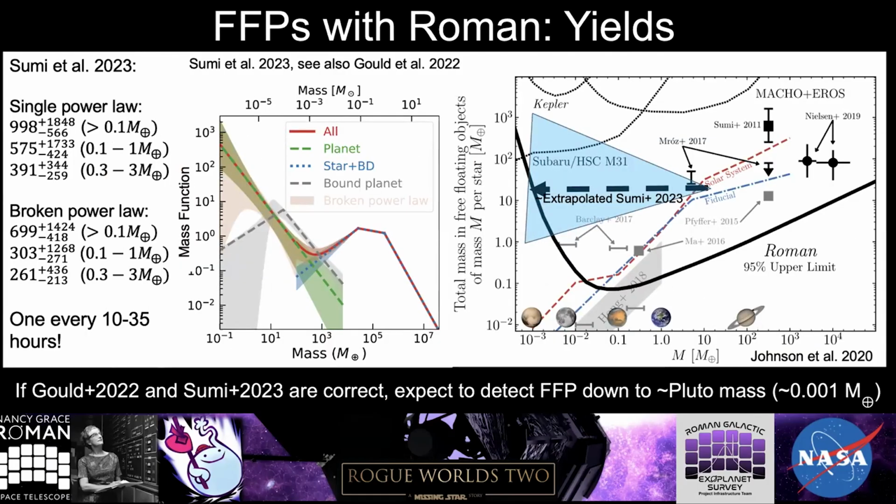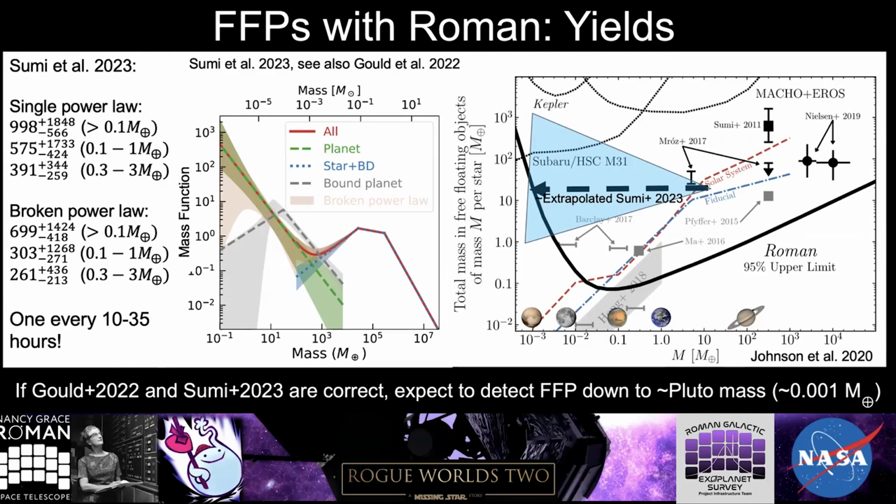Taka did this more correctly in his paper. These are the numbers he gets. So about 1,000 planets down to the mass of Mars. I don't think this is a very big extrapolation from where there are actually detections. There's lots of uncertainties, of course, which are reflected in these error bars. But anyway, the bottom line is that there's a lot of planets. We should detect, if these numbers are right, anywhere between one planet every 10 to one planet every 35 hours in the Roman survey.